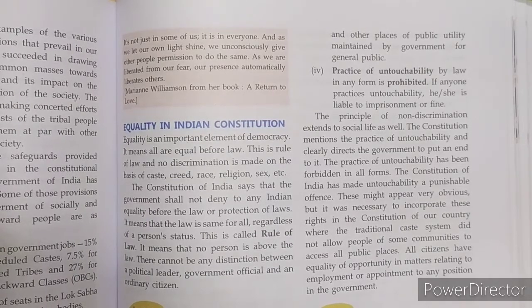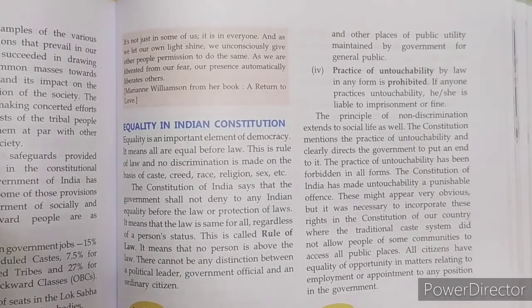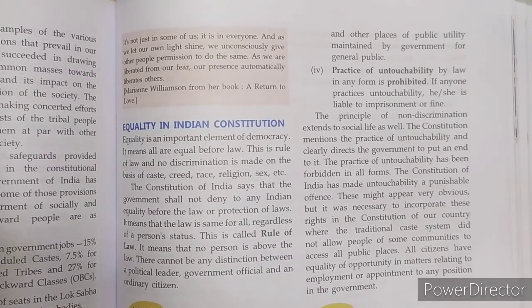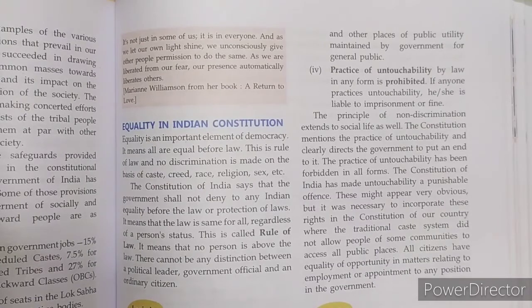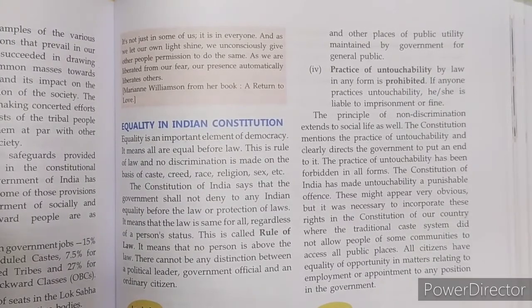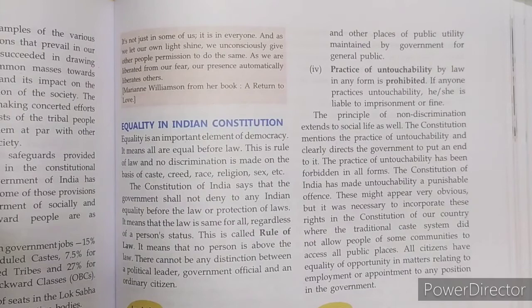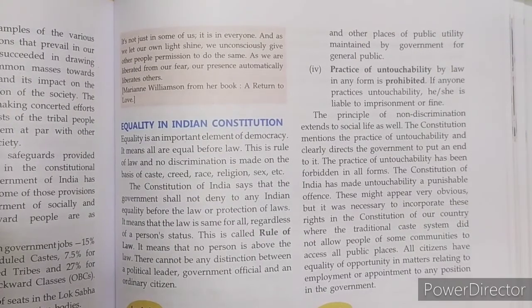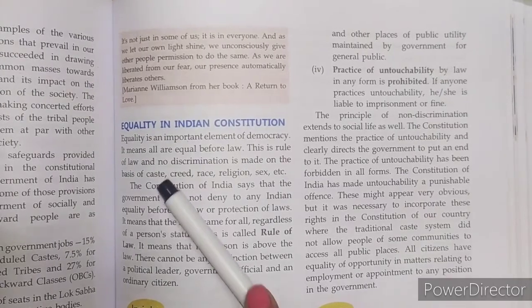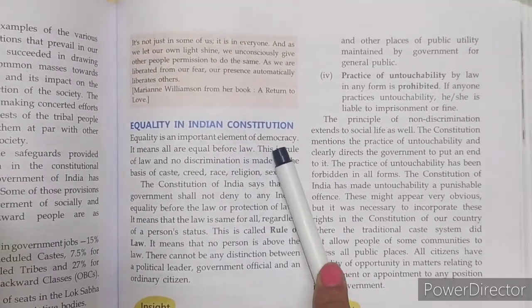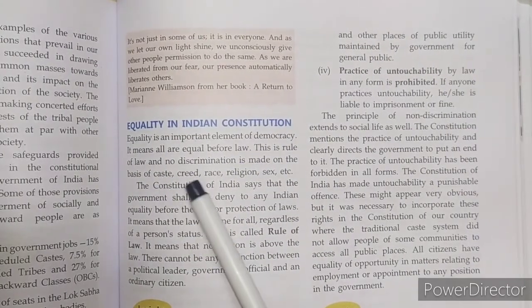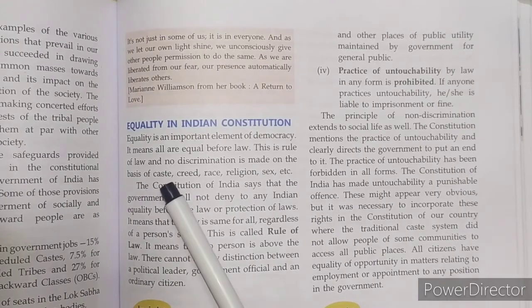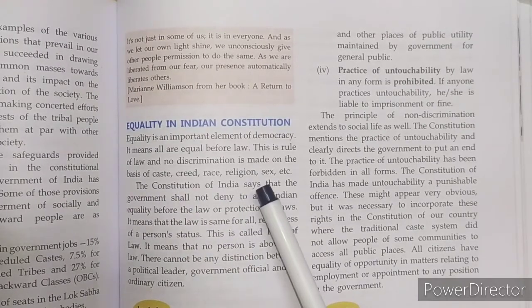The age-old caste system had caused the cancer of untouchability in Indian social life. So what was the net result of the caste system? The net result was untouchability. So the Right to Equality looks to undo these wrongs under the provisions of Articles 14 to 18 of the Constitution. Equality is an important element of democracy. It means all are equal before law. This is rule of law, and no discrimination is made on the basis of caste, creed, race, religion and gender.